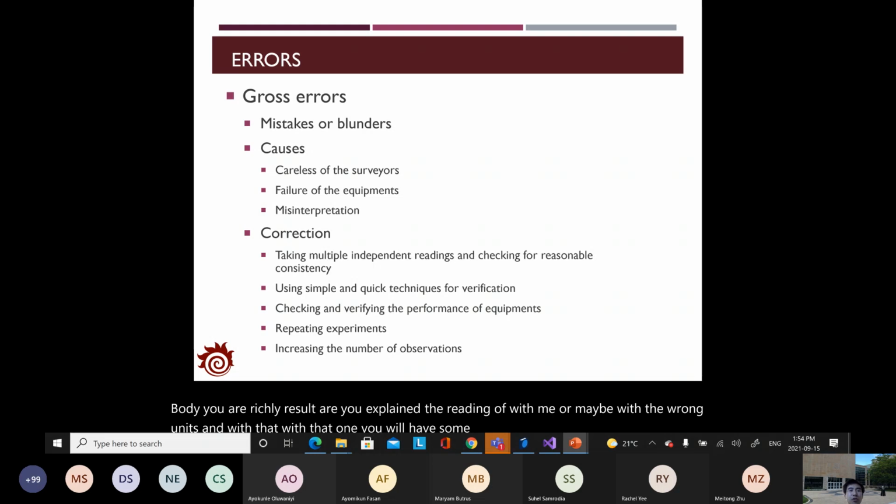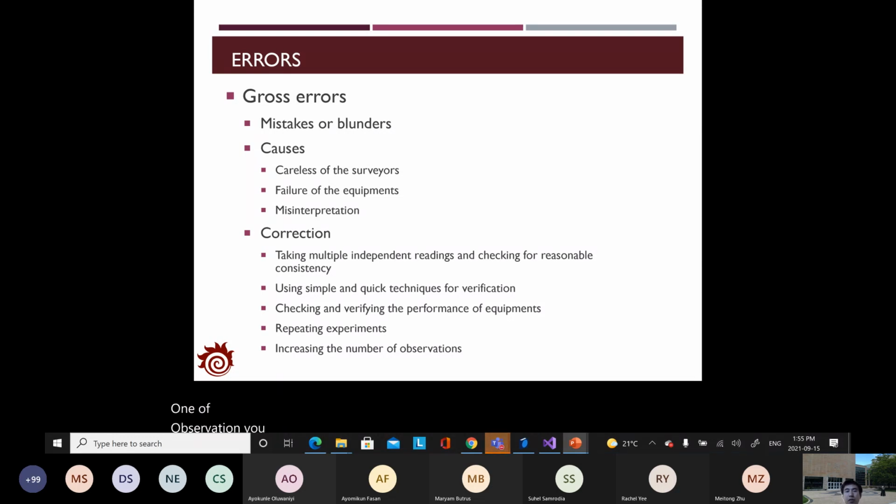In order to correct this type of gross error, the best way is to take multiple independent readings and check the reasonable consistency. If there's an outlier among multiple readings, this outlier would definitely be the wrong reading, and that is the one observation you have to exclude.